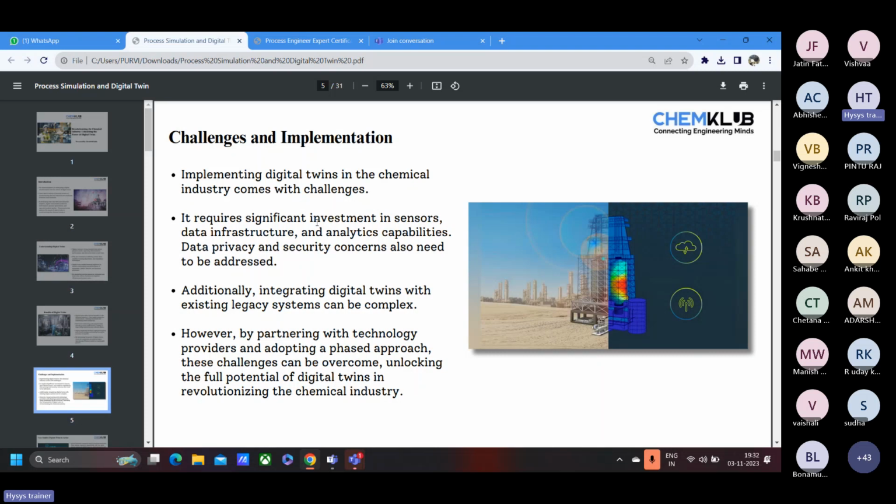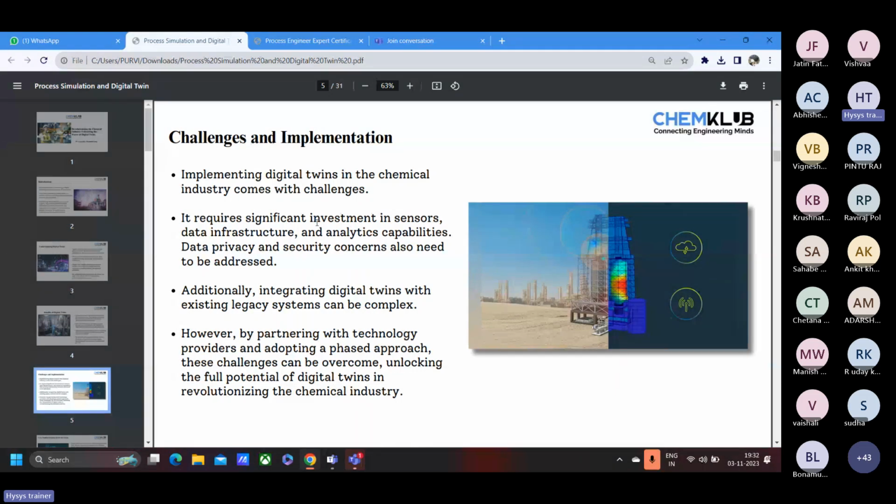So what are the challenges? If you want to prepare a digital twin in your plant, the problem is that first of all, you need to have proper sensors in your plant. For example, if you have a plant which is 40 years old, then obviously you do not have good, accurate sensors in the DCS.